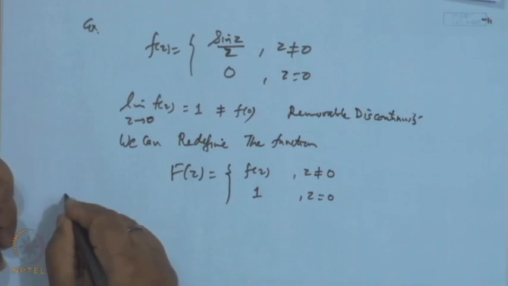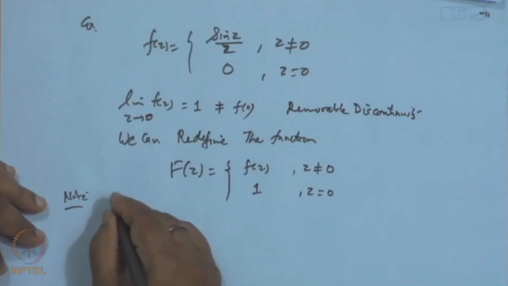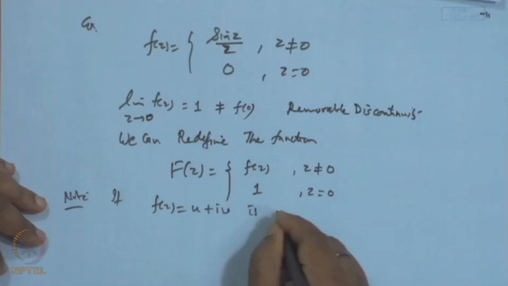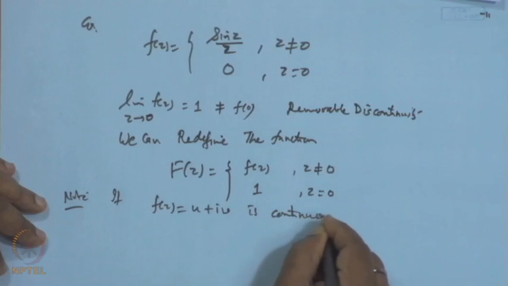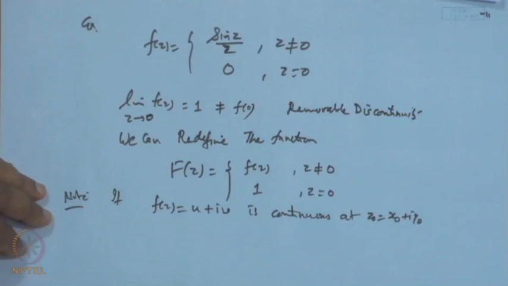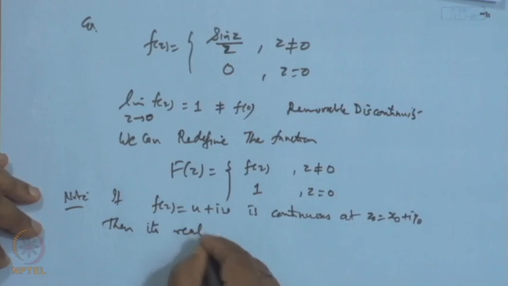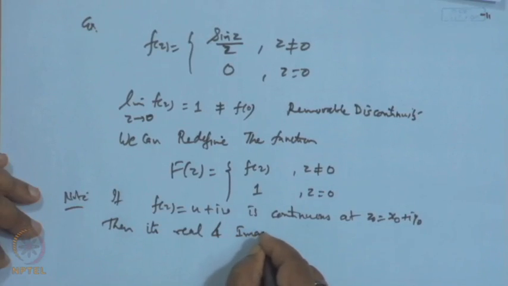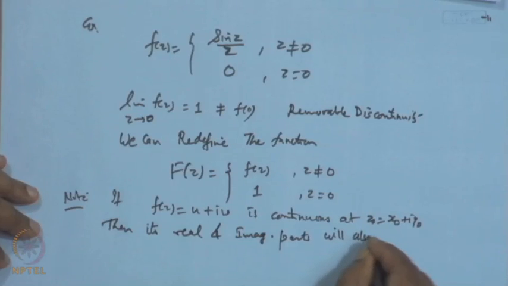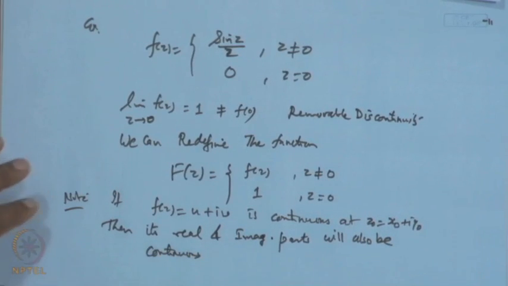Now, note another result: if the function f is continuous at a point z naught, which is x naught plus i y naught, then its real and imaginary parts will also be continuous. Okay, and that is all.